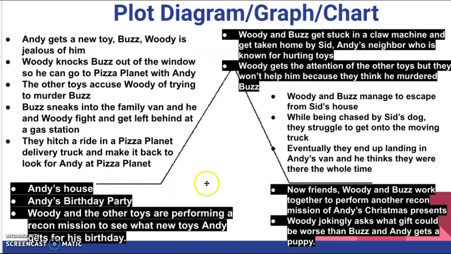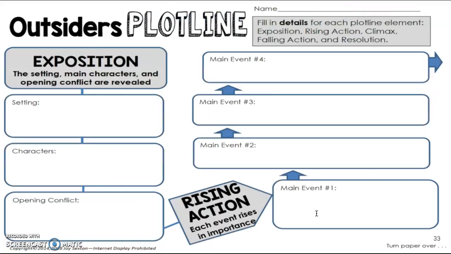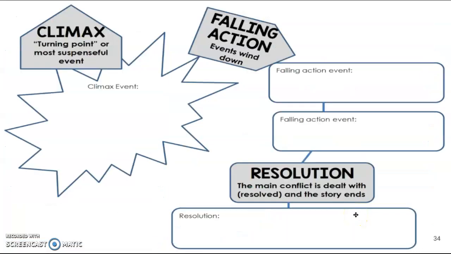This works when things go in chronological order like this, as the story is being told. So it starts here with Andy's birthday, then it goes through all of these things, up, down, and then finally our resolution here. What your diagram looks like for your assignment is a little different. It is broken down like this, but has all the same things.